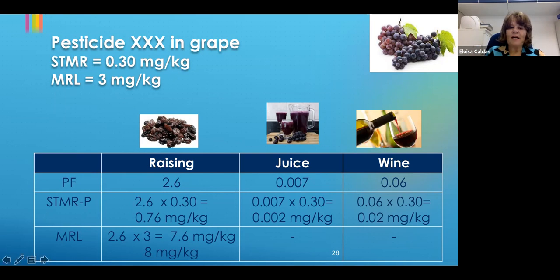So for raisin, the processing factor was estimated as being 2.6. For juice, there is a huge decrease in the residues during juice production, and for wine it is 0.06. So the STMR-P for each one of those values is the STMR for grape multiplied by the processing factor for raisin, and then you have the STMR for raisin.